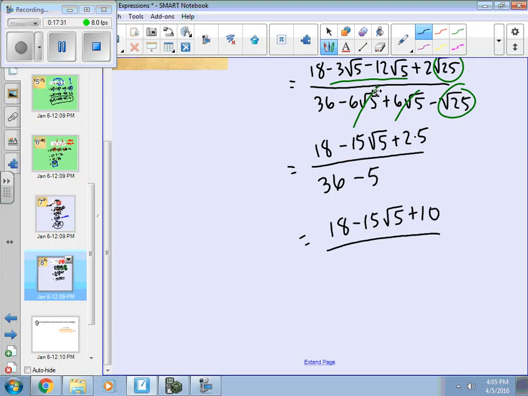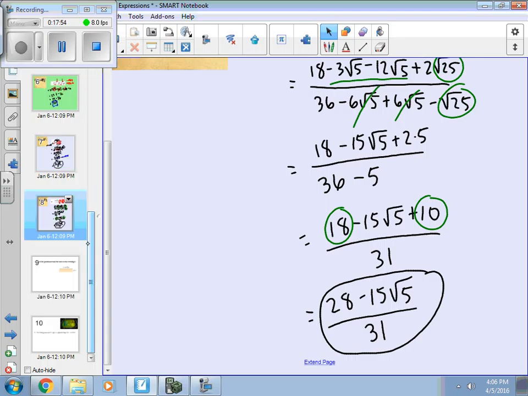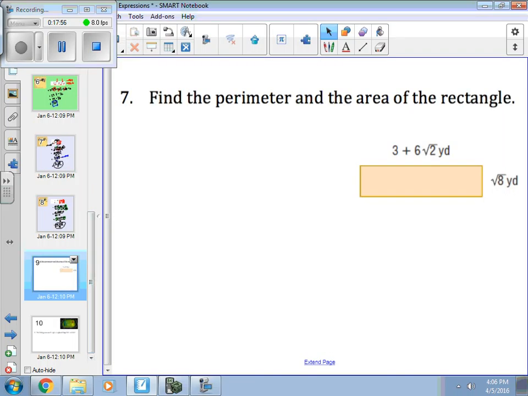Also, we can combine these ones on the bottom. Looks like that would be 31. Still, one more thing we can do. Got some like terms here. Add those together. 28 minus 15 square roots of 5 over 31. This one doesn't simplify any farther because there's no numbers that go into 28, 15, and 31. Okay, that's called rationalizing the denominator, and we do it by multiplying by the conjugate.